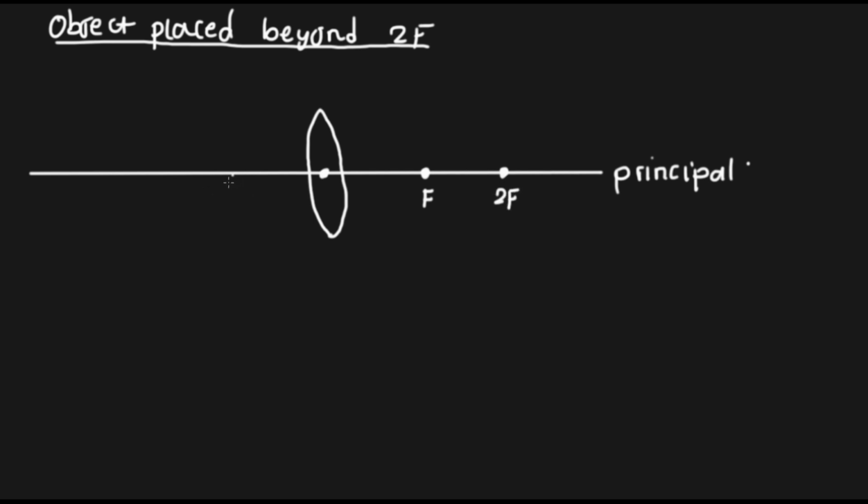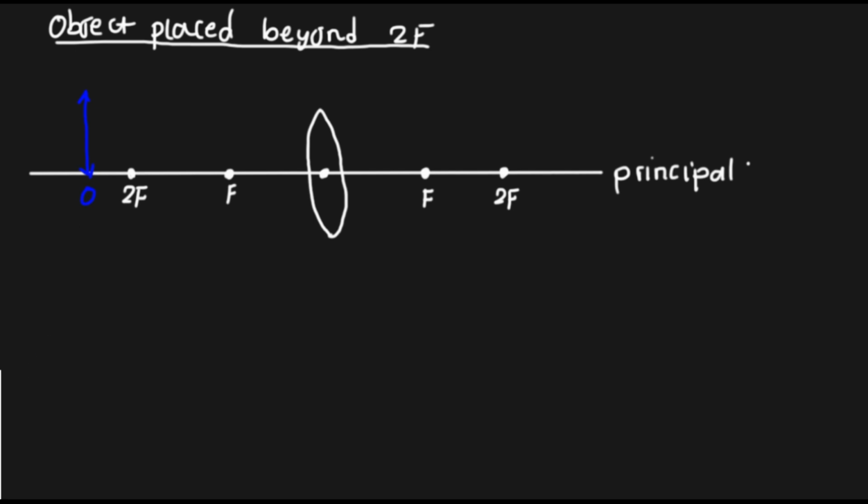If you are drawing this, please make sure you use a ruler, and you need to make sure that the focal lengths are equal to each other. Now, what do we mean if we say an object placed beyond 2F? An object placed beyond 2F is placed somewhere here. Let me change the color, and I'm going to put my object here. Just say the object has a height of 2 centimeters.